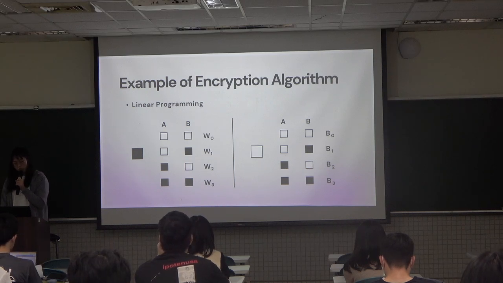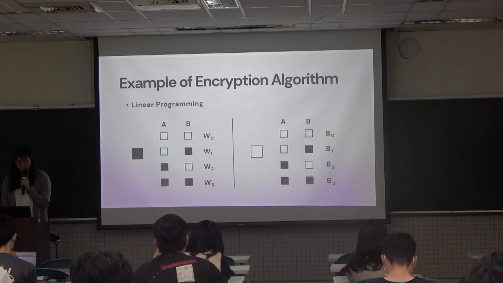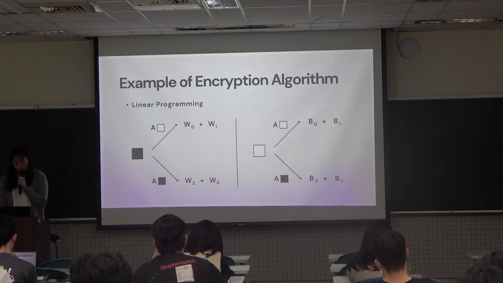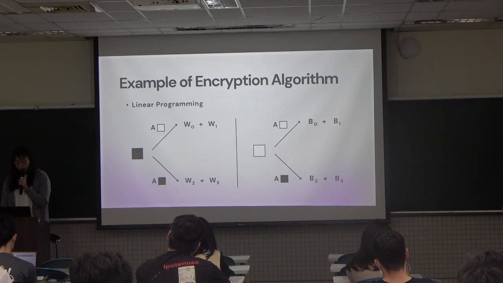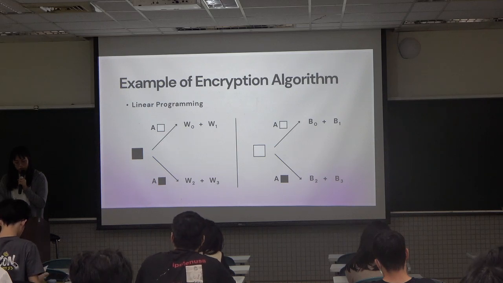And if the original pixel color is white, the probability that A is white and B is white is B0, A is white and B is black is B1, A is black and B is white is B2, and A is black and B is also black is B3. And we can know that if the color of the original pixel is black, then the probability that A is white is the addition of W0 and W1, and the probability that A is black is the addition of W2 plus W3.